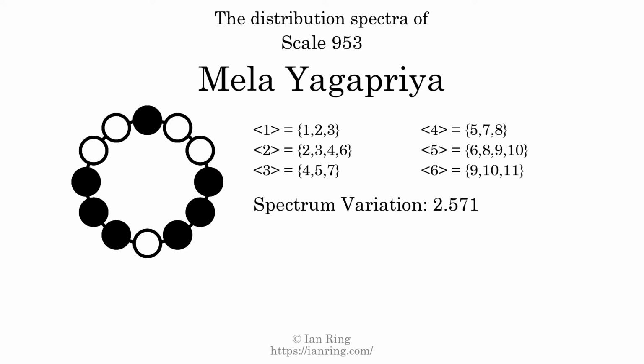The spectrum variation is the sum of all the widths, divided by the number of tones. The spectrum variation of this scale is 2.571. Since the variation is greater than 0, this indicates that the scale is not perfectly even. The highest spectrum width is 4. Since this is greater than 1, we know that this scale is not maximally even.